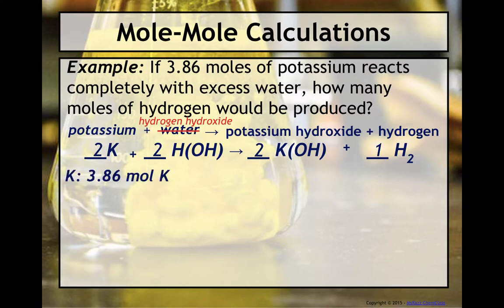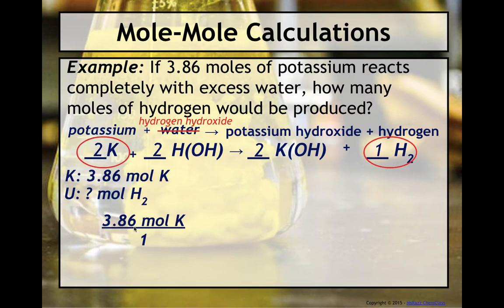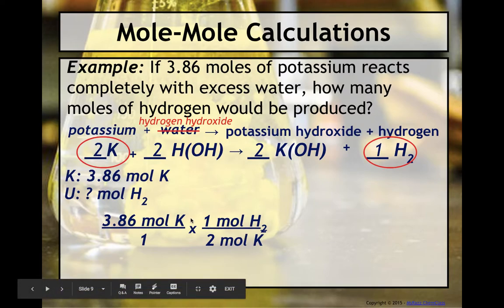Okay, so now what do I do? What I need to do is I always need to start from what I have, which is what I know, to what is unknown, which means what do I want? So I have moles of potassium, and I want to find out how many moles of hydrogen gas will be produced. So this is what I have, what I want. Okay, so I set it up. So here's what I know. I've got this much, and now I'm going to set up a ratio.